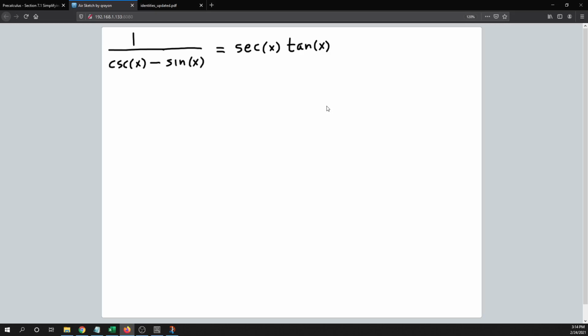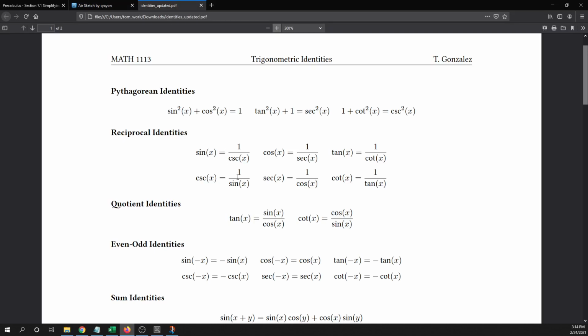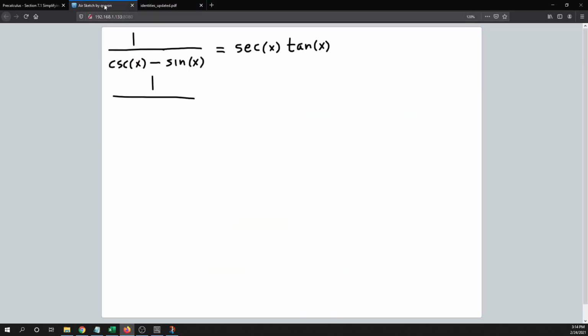And so what I want to do here is, first off, write cosecant x in terms of sine x. And we know that cosecant x is 1 over sine x. So that'd be 1 over sine x, and then minus sine x. Okay, so what that does is it creates a complex fraction. That's a fraction that has a fraction in its numerator or denominator. You can see we have some fractions in the denominator here.